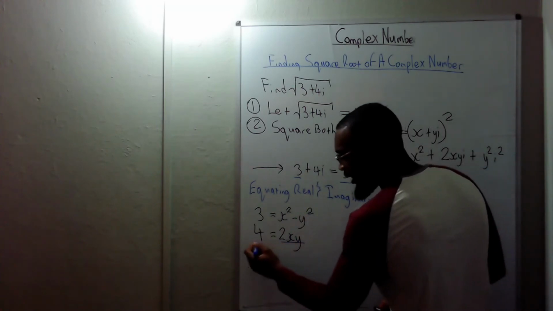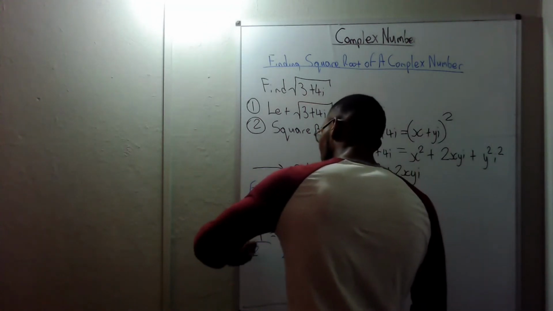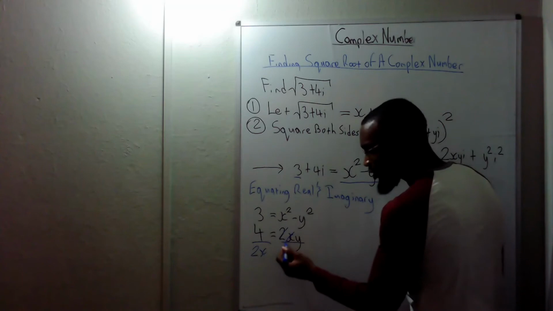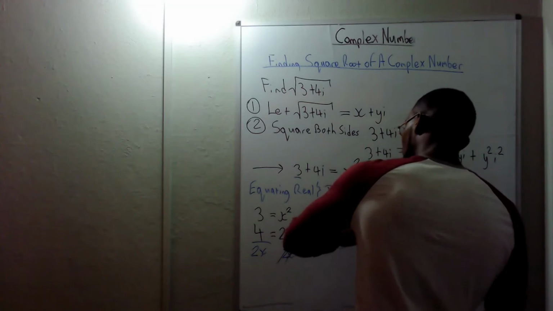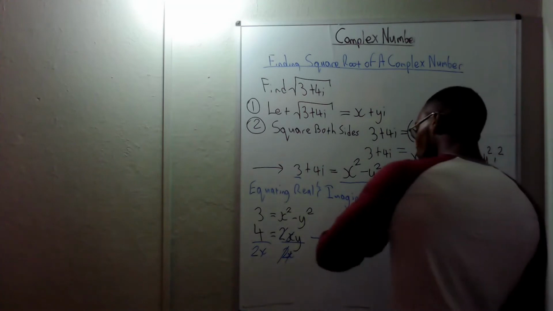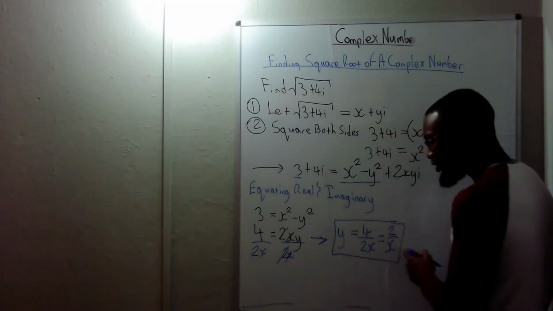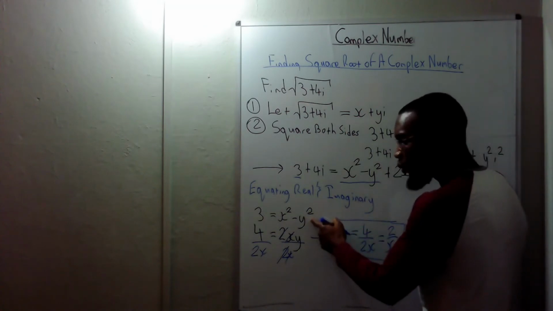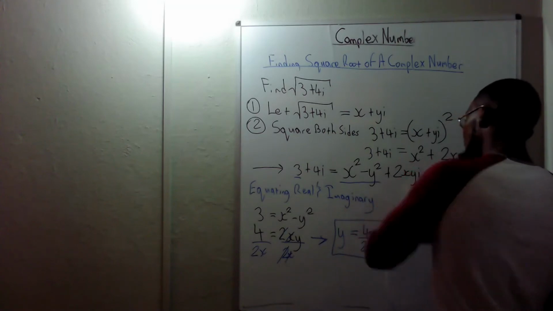So let's make y the subject. We can divide both sides of the second equation by 2x. The 2 over 2 cancels, x over x cancels, so y is equal to 4 over 2x. But 4 over 2 is 2, so y is 2 over x. Now we can substitute y as 2 over x into equation 1.